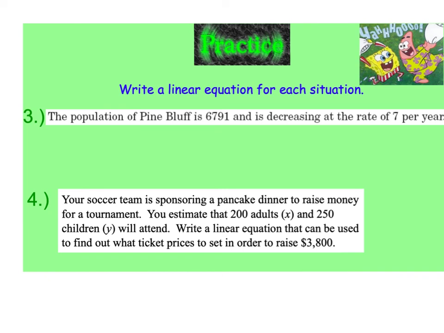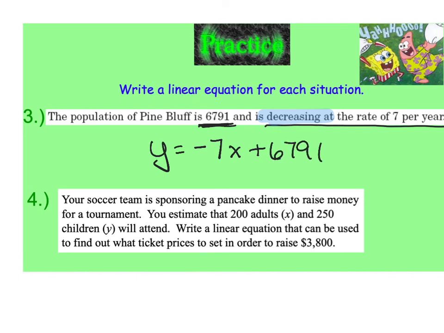Number 3, the population of Pine Bluff is 6,791 and is decreasing at a rate of 7 per year. Now, this is a big one. It is decreasing. So let's figure out what that means. It is decreasing at a rate of 7 per year. So I'm going to say a negative 7x. And the population started here, so plus 6,791. There's our equation. Be careful.